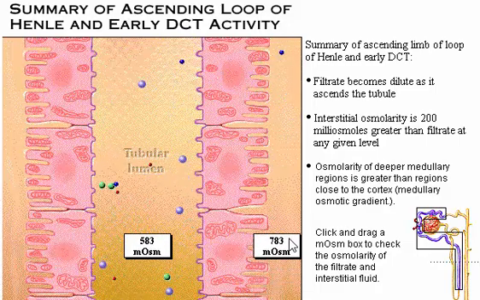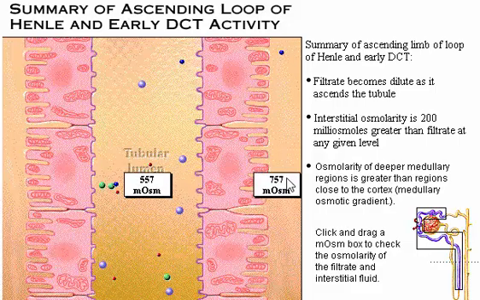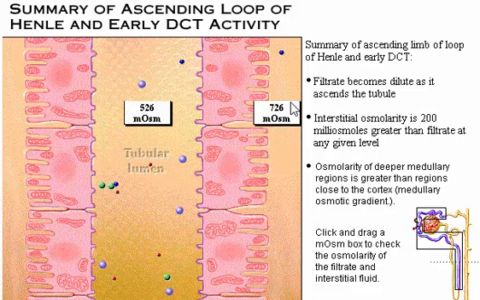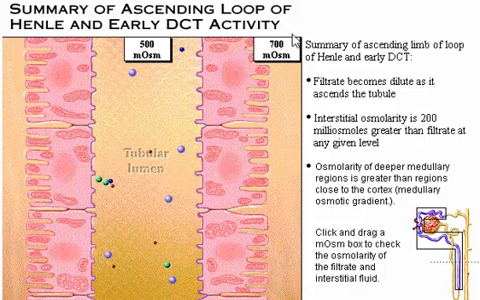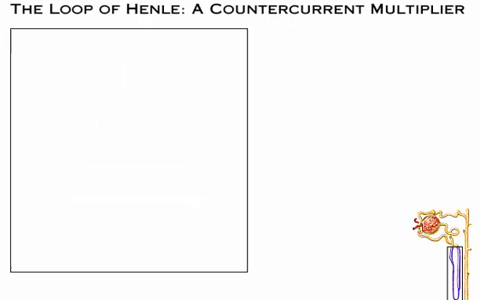To demonstrate the current theory of how the loop of Henle forms the medullary osmotic gradient, here's a simplified view of the cortex and medulla. This theory is called the countercurrent theory because of the opposing flow of filtrate within the two limbs of the loop.